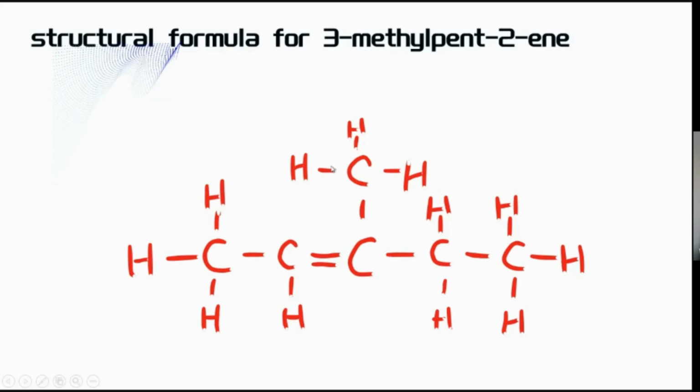Then draw all the hydrogen. I suggest you draw all the hydrogen by drawing out the bonds. 1 carbon has 4 bonds, so here you can check 1, 2, 3, 4. Here it already has 4, so don't put any hydrogen here anymore under carbon number 2. Otherwise you'll be wrong.